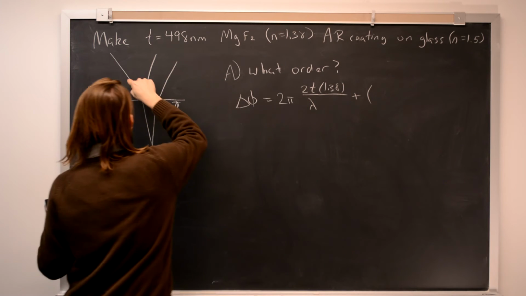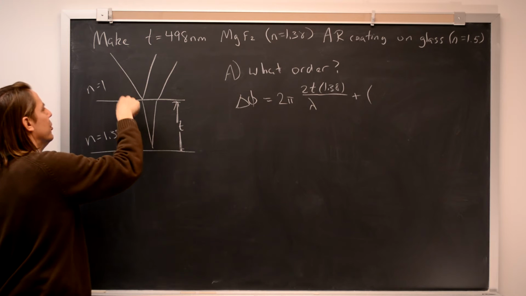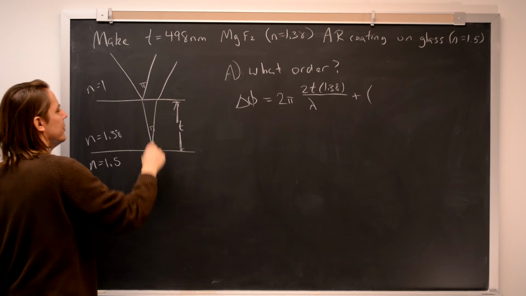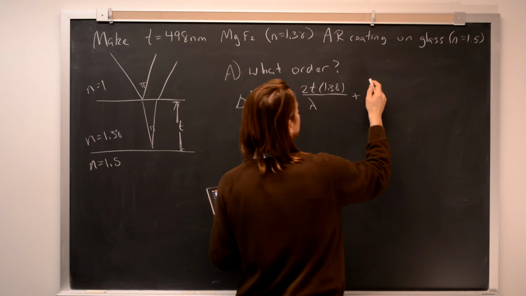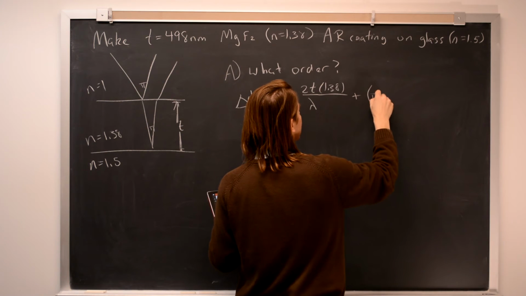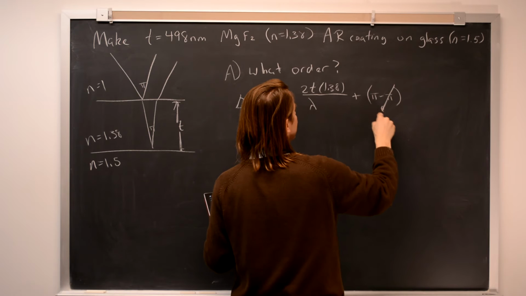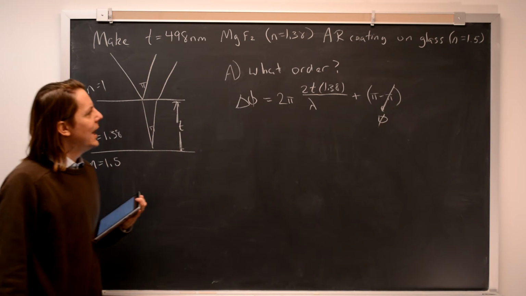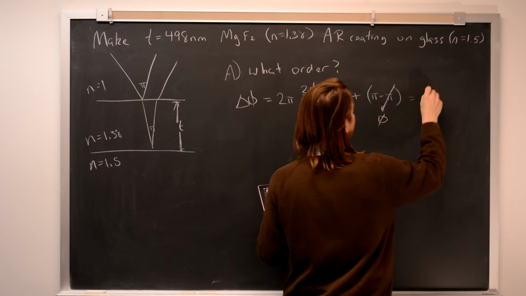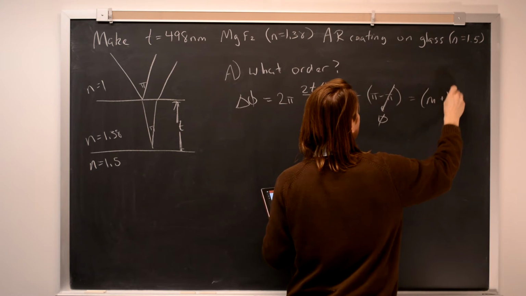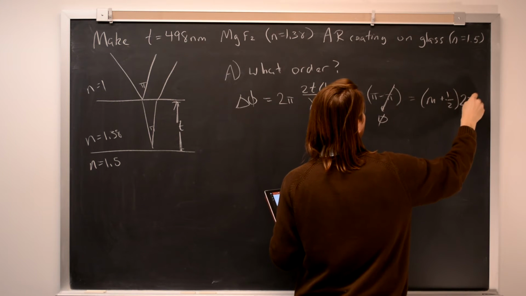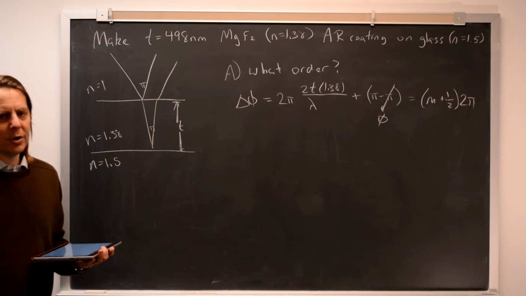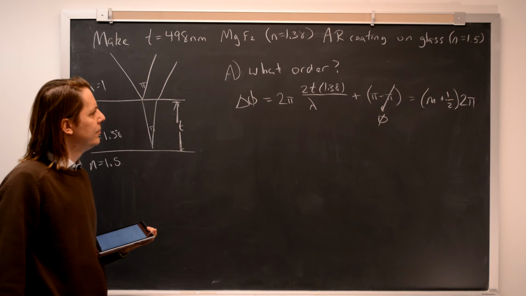So this one sees a pi phase shift because it's from low index to high index. And this one sees a pi phase shift because it's from low index to high index. So it's plus the difference in phase, pi minus pi. So there is no difference in phase. They both went through a pi phase shift. And we want it to be destructive. So we'll say maybe m plus 1/2 times 2 pi. That way for m equals 0, you've got pi. M equals 1, you got 3 pi, etc.